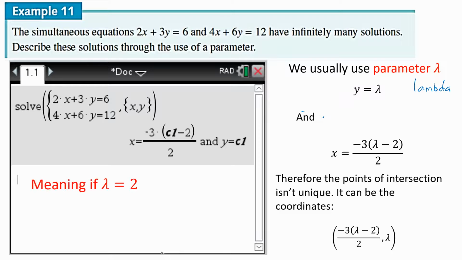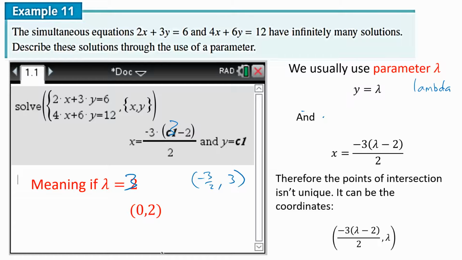And what does it mean? It just means if, for example, lambda was 2, then you would have 2 minus 2, which is 0. 0 divided by 2 is 0. And lambda is 2. So that's one point of coordinates. But then if lambda was 3, then you do the same thing. 3 minus 2 is 1, so you get -3 on 2, 3. And that's why there are infinitely many solutions. And it goes on, and it follows this rule. And that's what you're going to write in the exam.